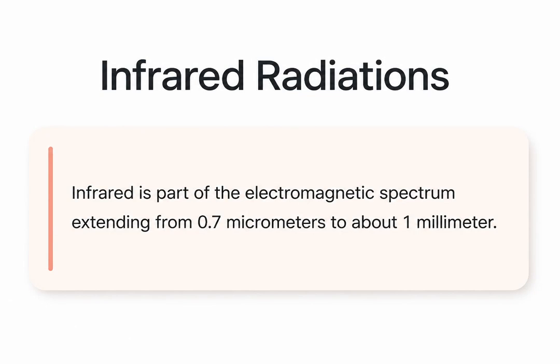Let's focus specifically on infrared radiation for a moment. Infrared is the portion of the electromagnetic spectrum that sits just beyond the red end of visible light. It extends from a wavelength of about 0.7 micrometers up to about 1 millimeter. This is the primary band of radiation responsible for the heat we feel from everyday warm objects.